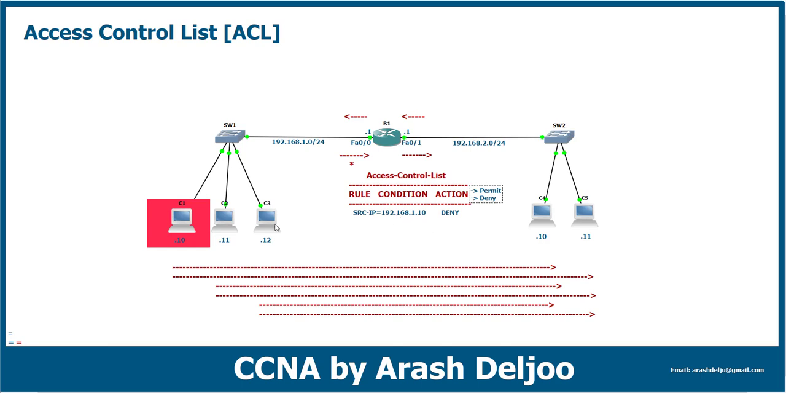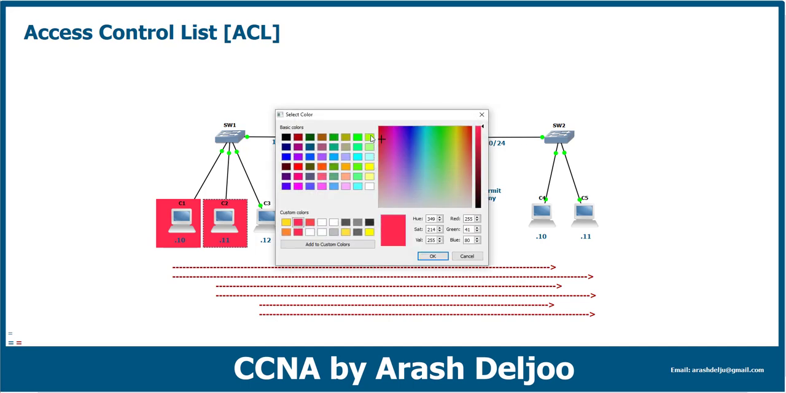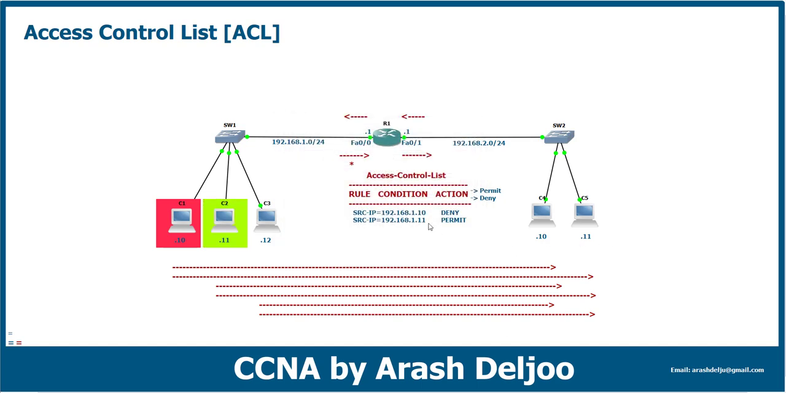If the source IP is from 192.168.1.10, the action is deny. Also, you can configure that if the source IP is 192.168.1.11, this means C2, the IP address of computer 2, the action is permit. This means that if traffic is received from computer 2, you should forward it. How can the router understand that the traffic is coming from C2? Because we have configured the source IP. If the source IP is 192.168.1.11, the traffic should be permitted. So easy. This is a list.